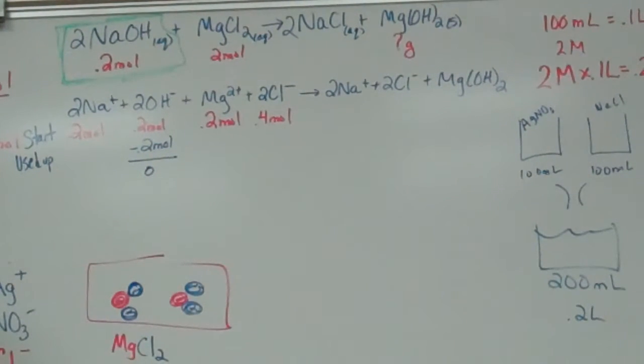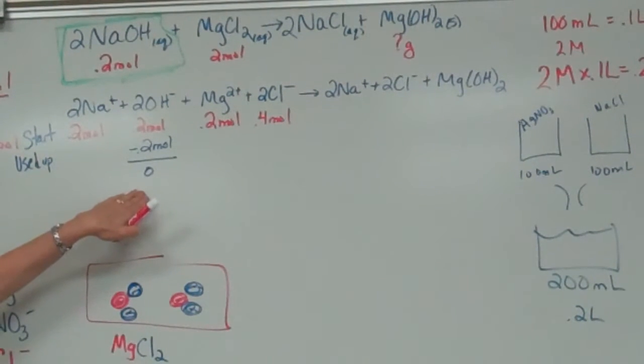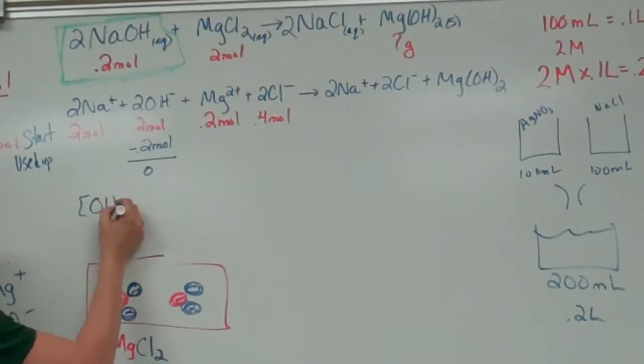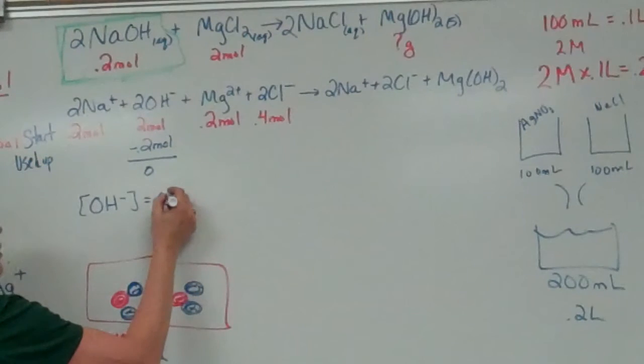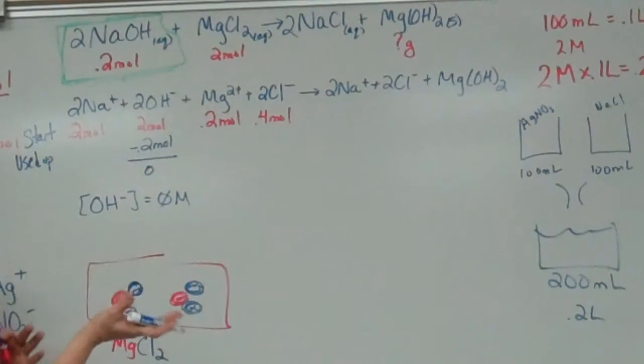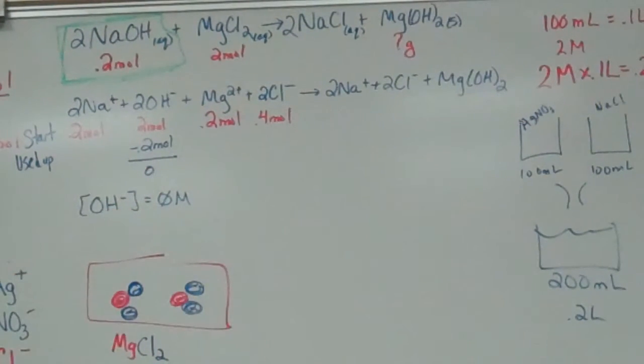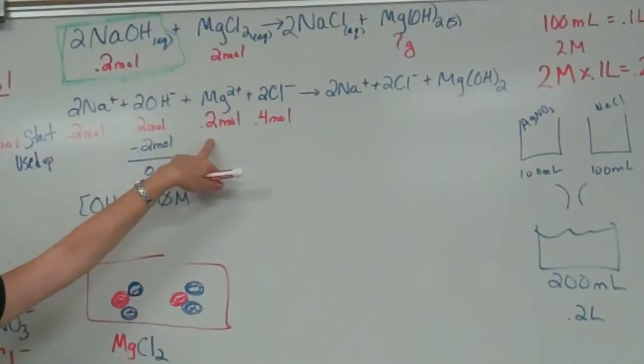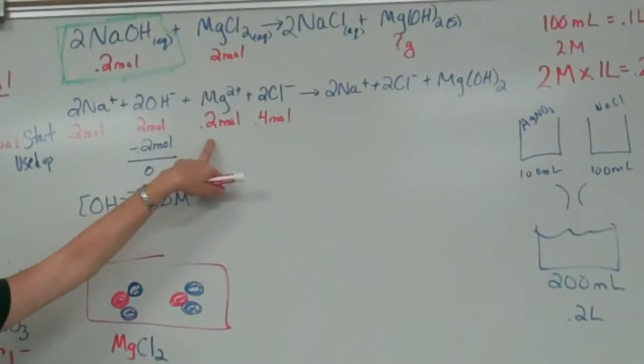Yes, Ethan? So can you use an ionic equation like a molecular equation and figure out specifically which ions are limiting? Yeah, you could. Okay, so everybody understands the 0 here. So the concentration of hydroxide is 0 molar. 0 moles over 0.2 liters, but we can just jump right to 0 molar. Let's look at the magnesium. We already determined that's not going to go down to 0, right?